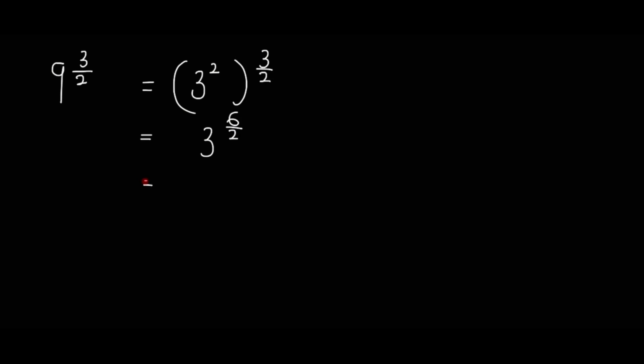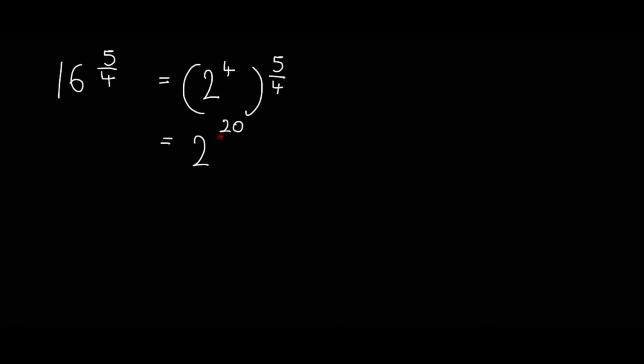And then what about this one? 9 to the power 3 over 2. You change 9 into 3 squared, and then 3 over 2, and from here we apply the laws of exponents. 2 times 3 over 2 is 6 over 2, and then 6 over 2 is 3. This means 3 to the power 3, and 3 to the power 3 is 27. So this is our simplified answer.